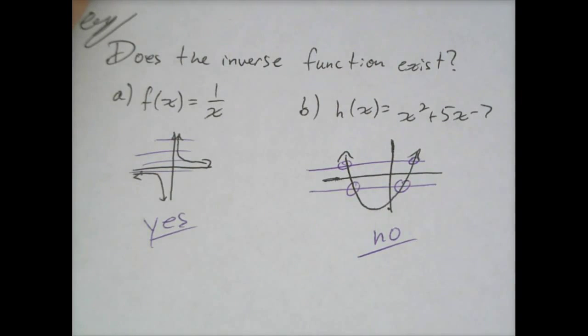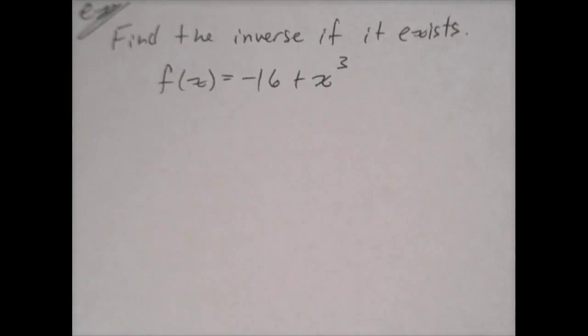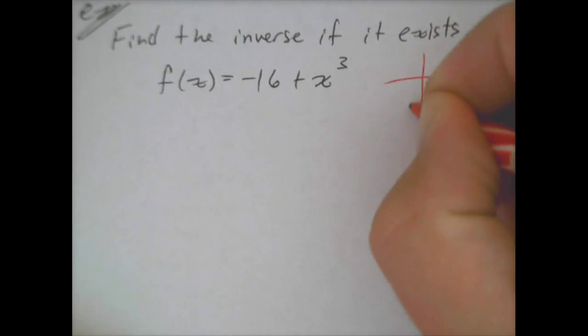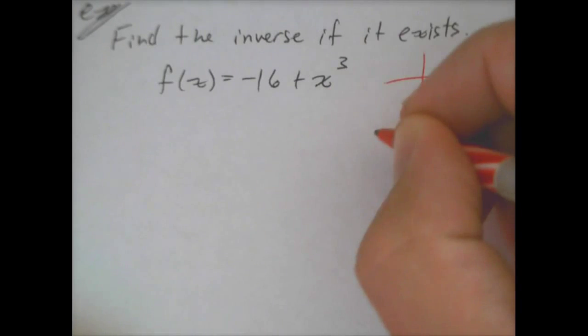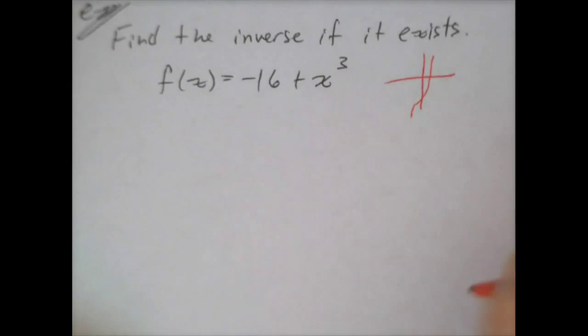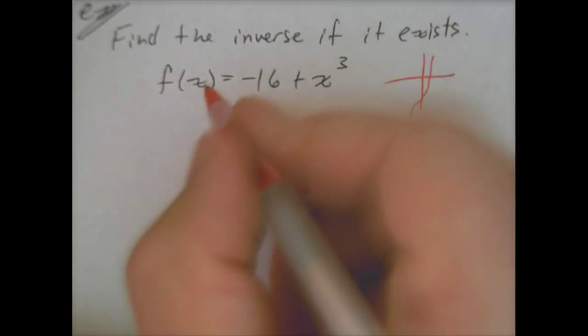Alright, looking at our next example, find the inverse if it exists. So first you want to check if it even exists. When you graph this one in your calculator, this is your cubic function, and it's just moved down 16, so you'll have something like that. You can run a horizontal line test throughout that entire thing, and it works. So now we can actually find the inverse.